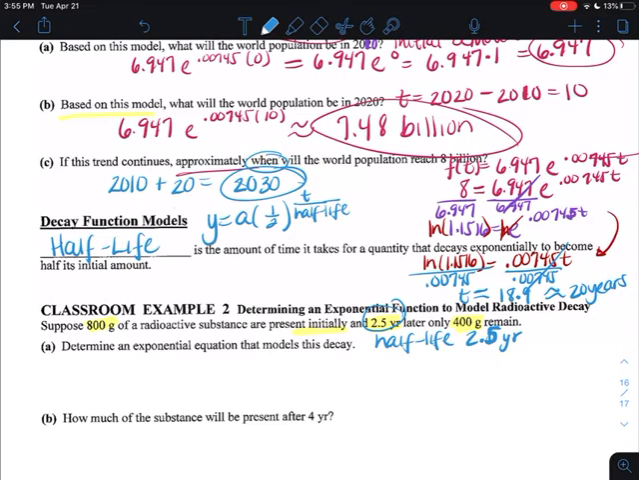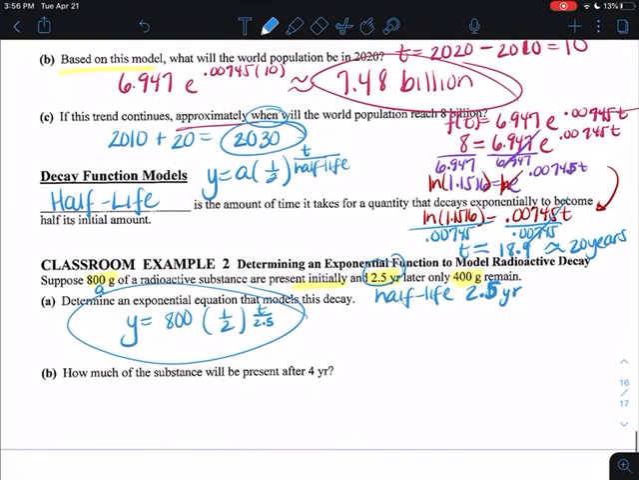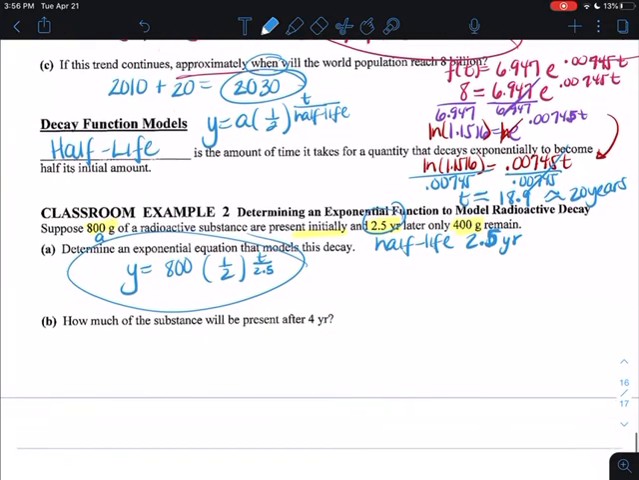So it says determine an exponential equation that models this decay. So y equals a, which is the initial amount. So a is my initial. So a is 800, 1/2. We don't know t because they didn't give us a specific t, but we do know the half-life is 2.5. So this is the half-life equation that models this situation here.